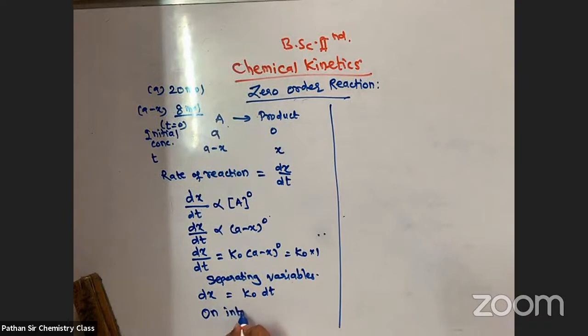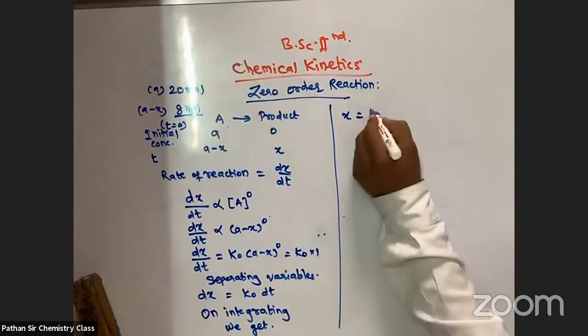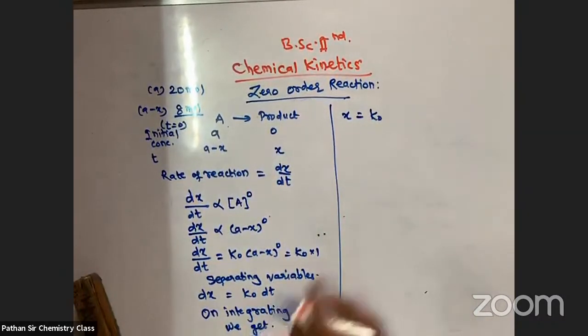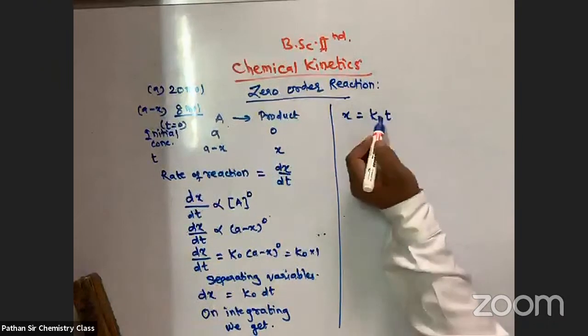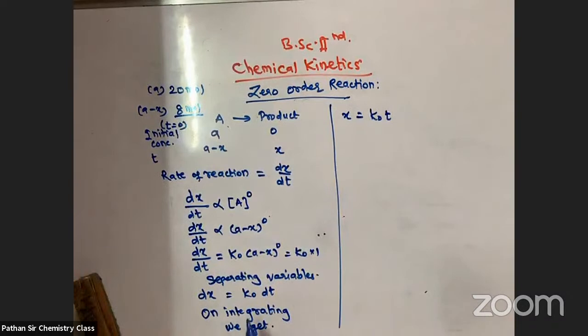So on integrating, we get, what happens after integration. So dx is equal to x, k0 is constant as it is, and dt will be equal to t. Okay, now let's see.